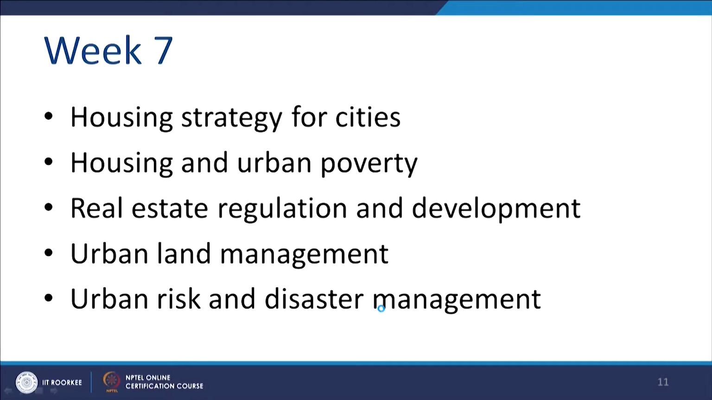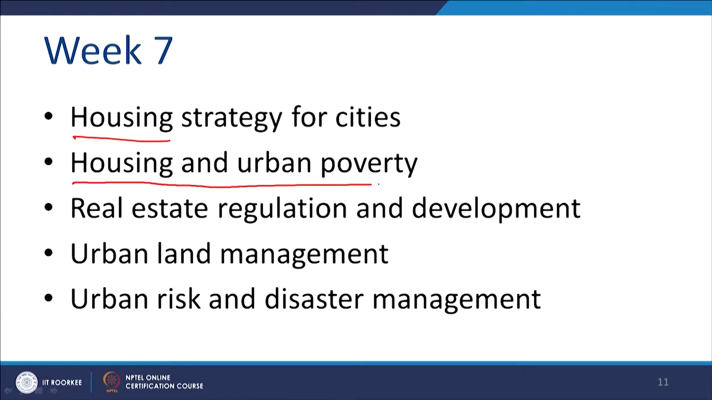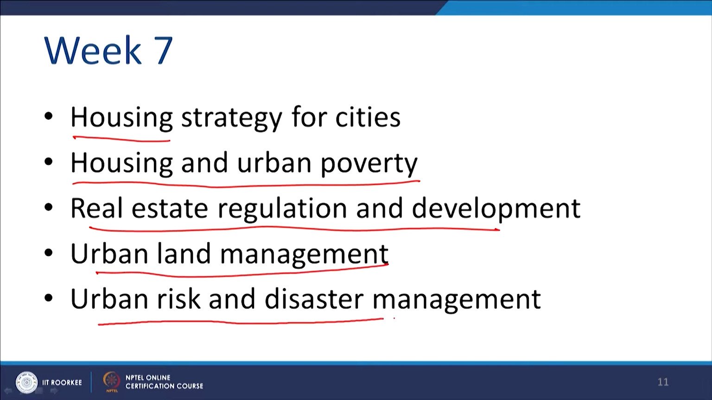So, we go to week 7. In week 7, we started discussing some of the elements in a little more detail, for example housing and how we can deal with housing and urban poverty, real estate regulation and development, urban land management, and urban risk and disaster management. Even though we discussed the land aspect earlier, here we mentioned land management in terms of the critical areas and how it can be linked with housing, urban development and urban risk and disaster management. Here the critical area, for example in real estate regulation and development, is that a new law came in 2016, but how to make that law applicable in your city and how to follow up with it is the most critical area you need to think about.